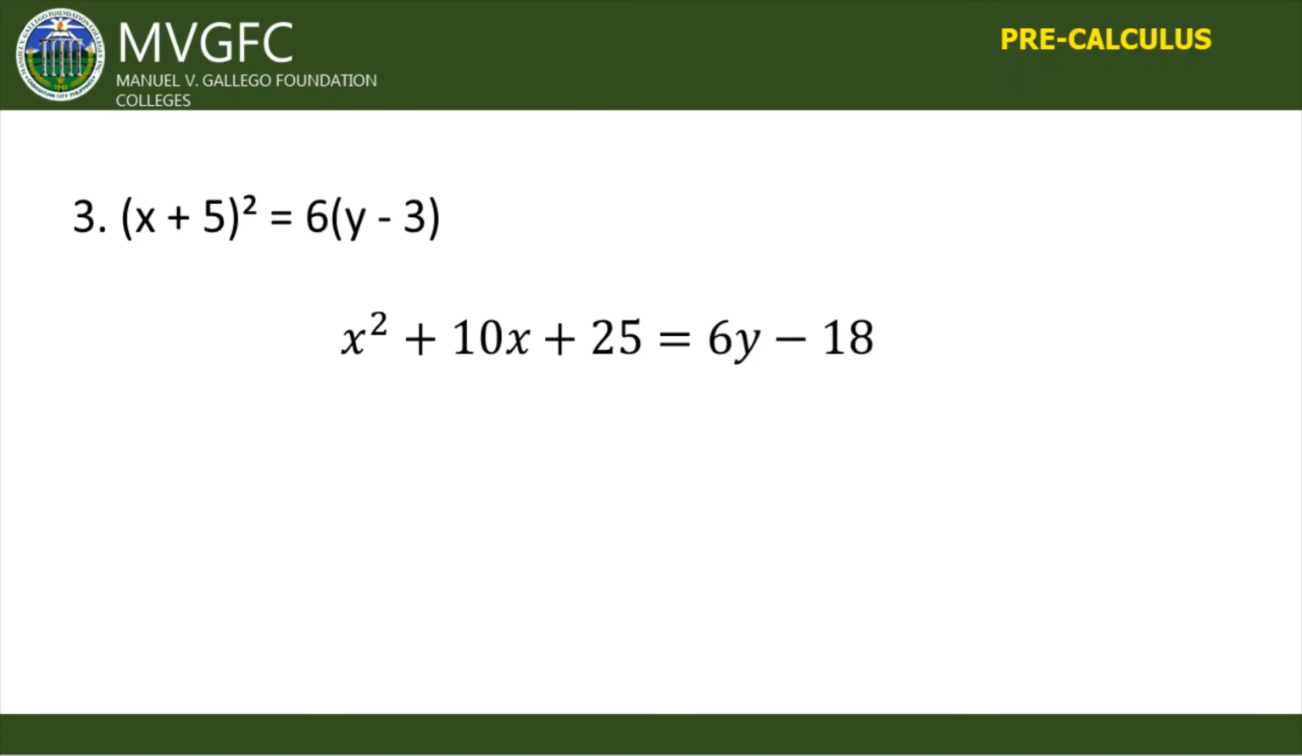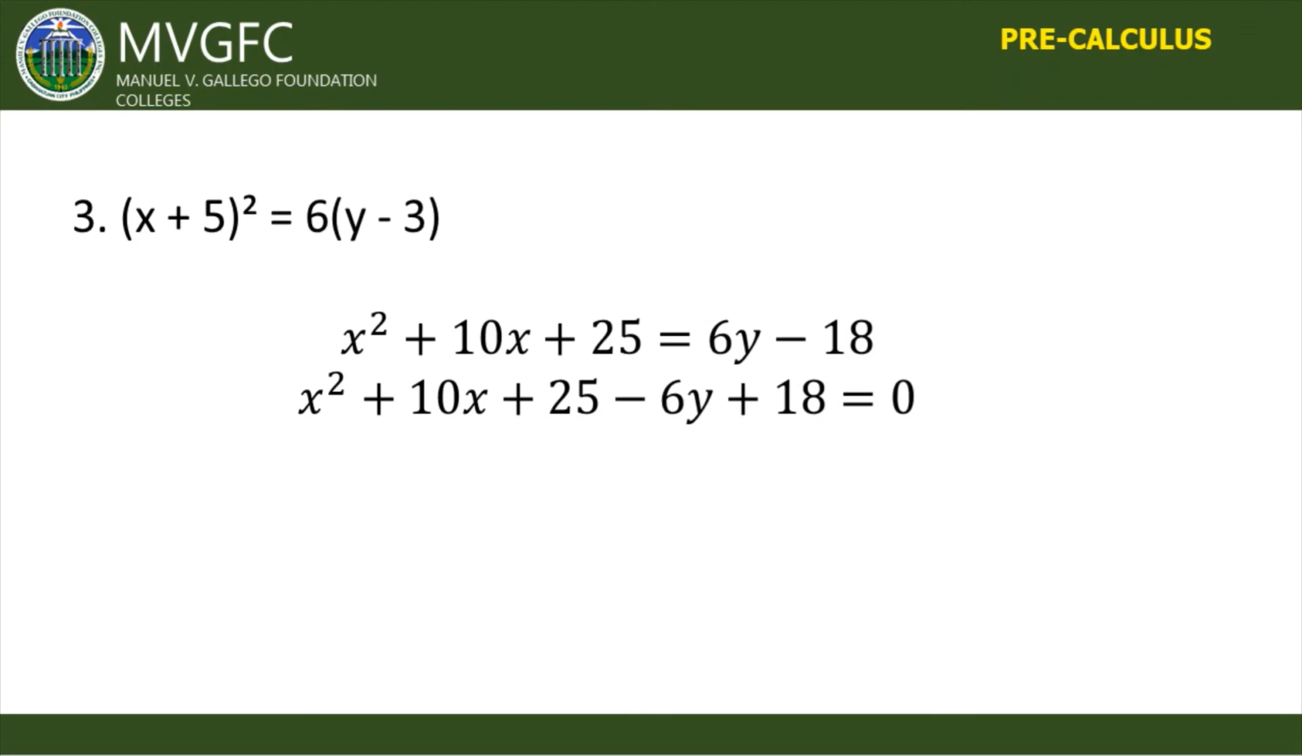This is actually a common monomial factoring in grade 9. Okay, so you can visit some videos related to completing the squares if you are confused with this. Okay, so we have 6 times y, that is 6y. Then 6 times negative 3, you have negative 18. So we have now 6y minus 18. Next is to transpose all the terms to the left side of the equation. So we have x squared plus 10x plus 25 minus 6y plus 18 is equal to 0.